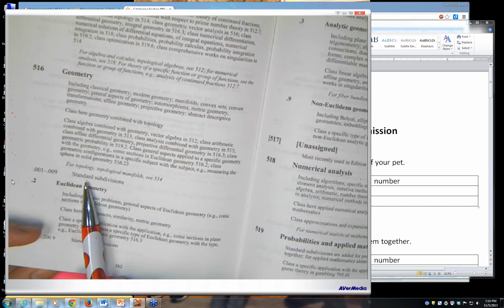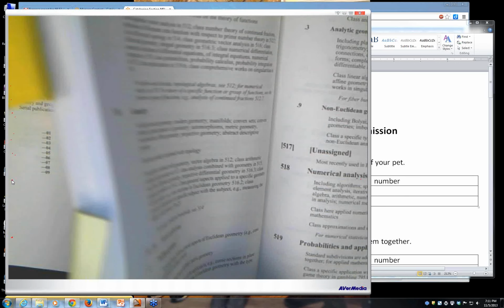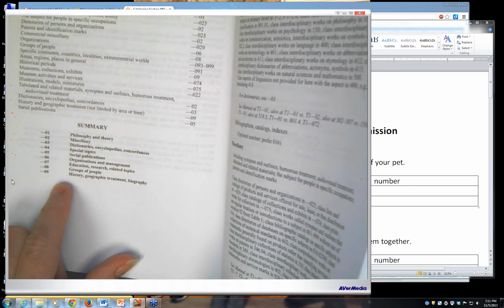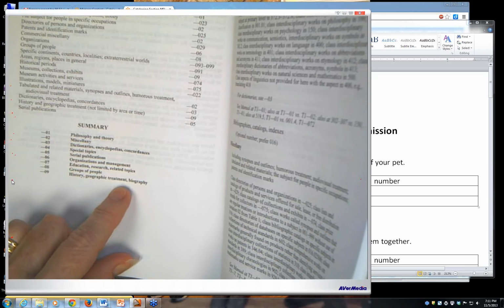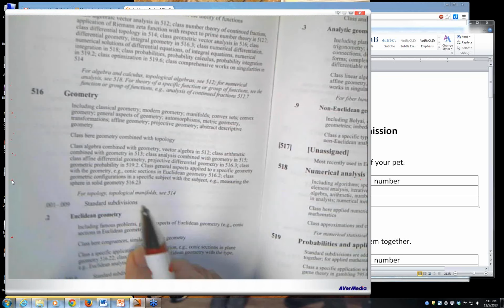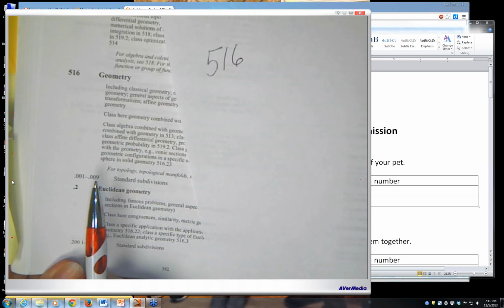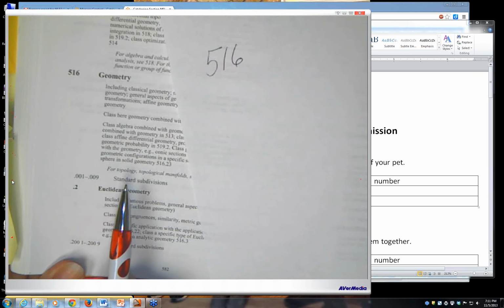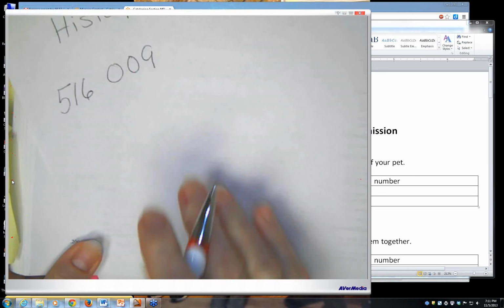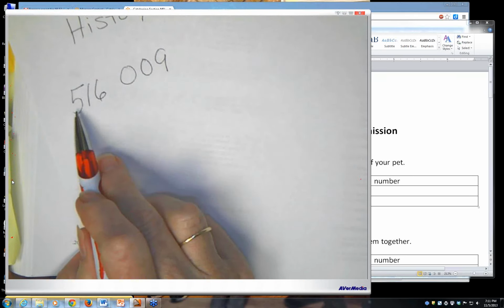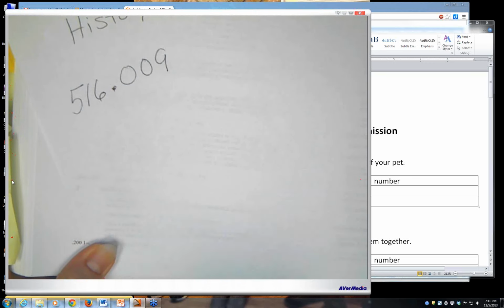So what we're going to do is, we know that history, as we look at table 1, is 09, history, geographic treatment, biography. Our number for geometry is 516, and we would add the extra 0 based on our note right here, 009. Insert the decimal point after the third digit. History of geometry is 516.009.